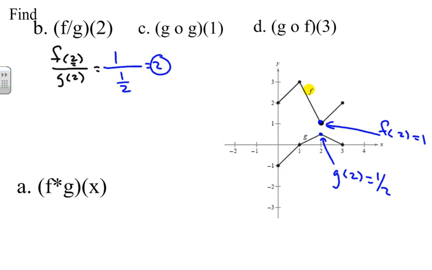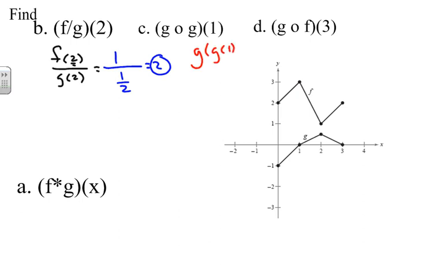Next ones we're going to have, I'm going to erase this, is g composed of g of 1. So remember, this is a composite. And to solve composites, you always need to figure out inside out. So you need to first figure out what g of 1 is. So look at g, which is this function right here. And g of 1 happens to be 0. So g of 1 is equal to 0. So I plug in 0, because that's my output.